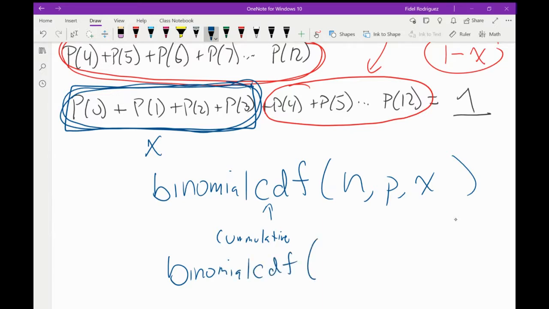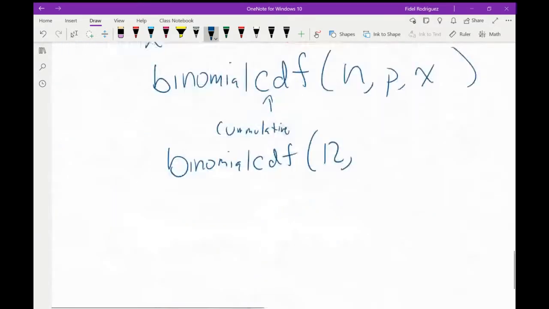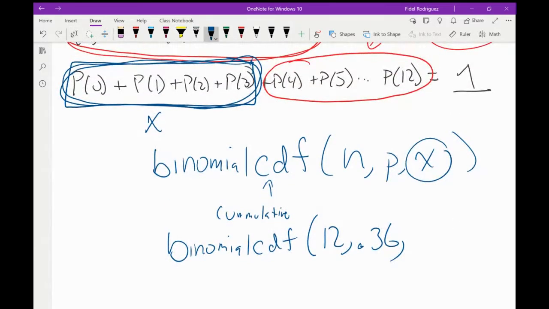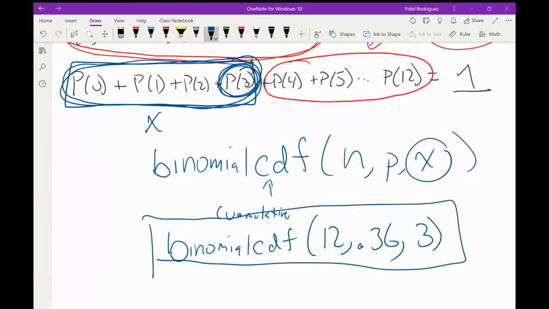is, let me see, my n was still the number 12. Our probability was 0.36. I don't want to make that mistake again, 0.36. And then this number here is telling me where we're going to stop. So we're going to stop at 3. We're going to go from 0 all the way to 3. Okay. So again, I'm going to show you how to do this part on your calculator. So let me stop sharing this. Let me pull up my calculator here. And here we go.